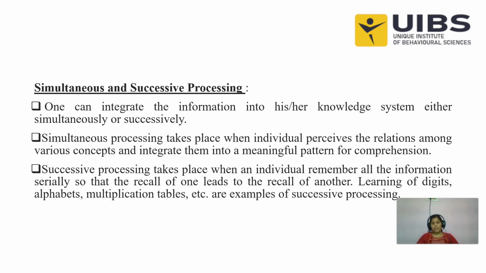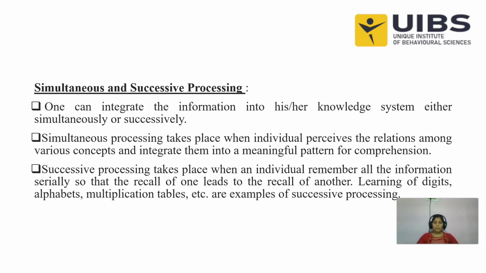After focusing our attention, the next process is how we process the information. There are two ways by which we process information. One is simultaneous processing, another one is successive processing. In simultaneous processing, we perceive the relationship among various concepts, and then we integrate them to create a meaningful pattern.